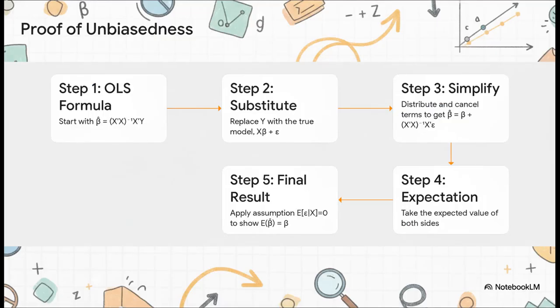And look, this isn't just some nice idea we hope is true. It's mathematically provable. You can literally start with that OLS formula, plug in the true model for y, and after a few steps of algebra, you can see it right here. You prove that the expected value of our estimator is the true beta. The whole thing rests on a crucial assumption, though, that our errors average out to 0.